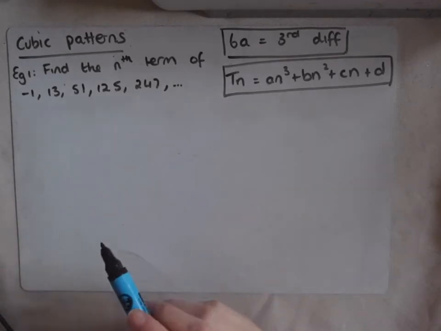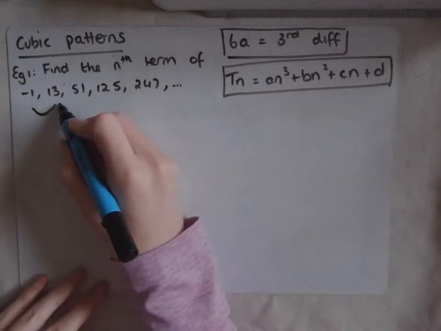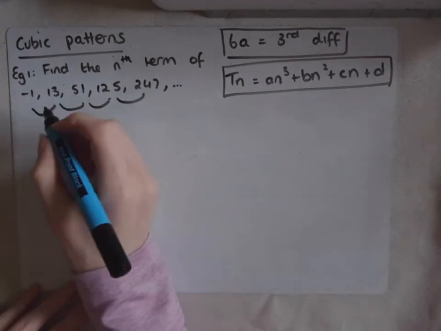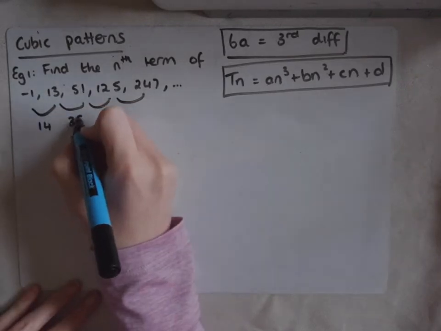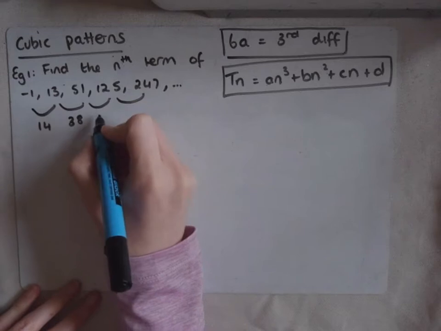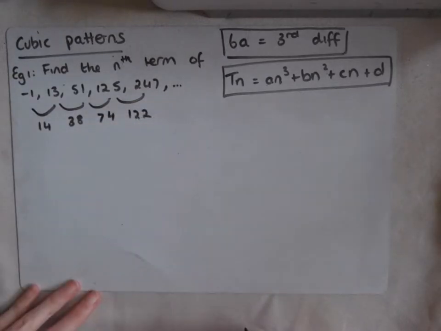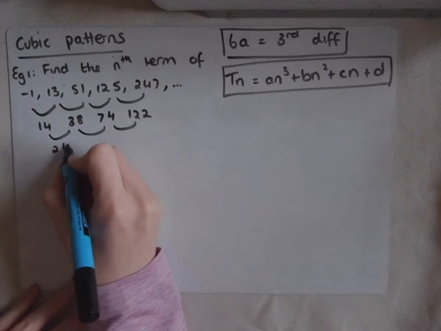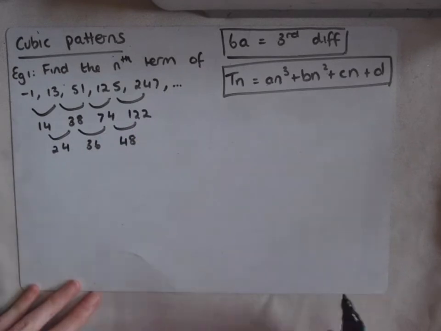So first of all, you're going to have to figure out what type of pattern it is. So do your loops, okay, your differences. So 13 minus 1, that's 14. 51 take 13, that is 38. 125 take 51. So you're just getting your differences. Okay, it's not linear because your first differences are not the same. So have a look for second difference. And you're just doing T4 take T3, etc.